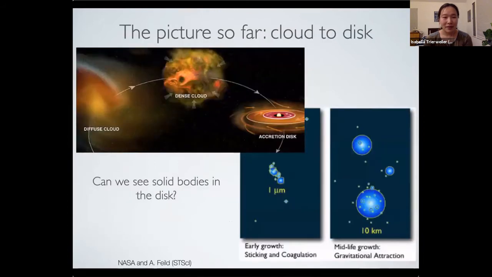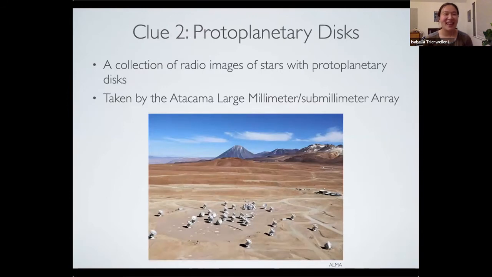Okay, so far what we've done is we've taken our cloud, we turned it into a disk. Within that disk, we started building up some dust, and then we started building up some planet cores. And so one of the questions we might have now is, can we actually see this process happening? Can we see these planet cores anywhere in disks? And the answer is yes, so that's great. So we were able to actually image a number of protoplanetary disks and check out and see what their disks are doing during the star's lifetime.